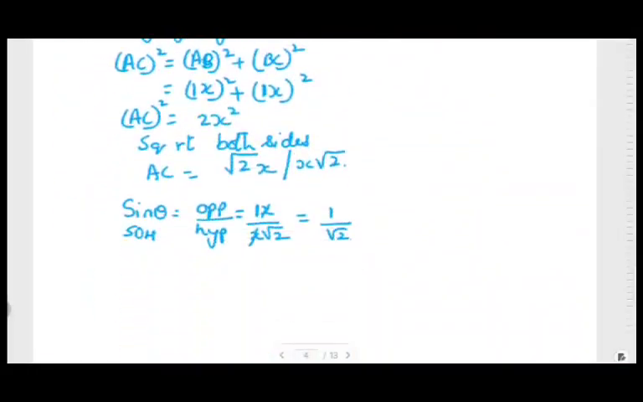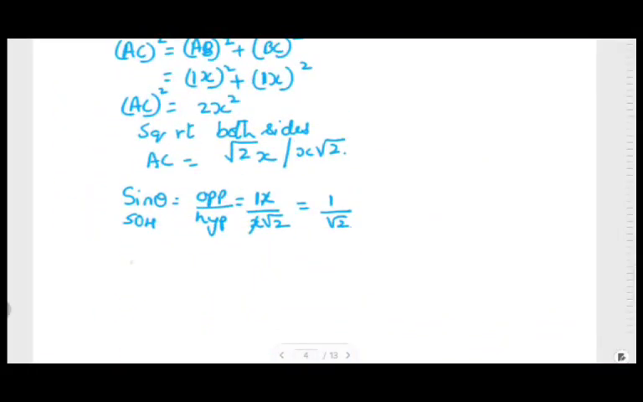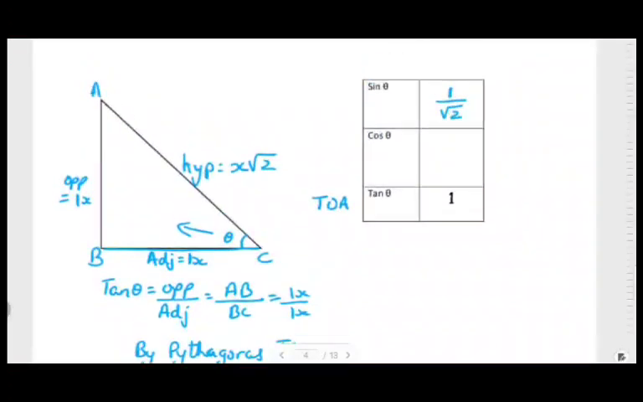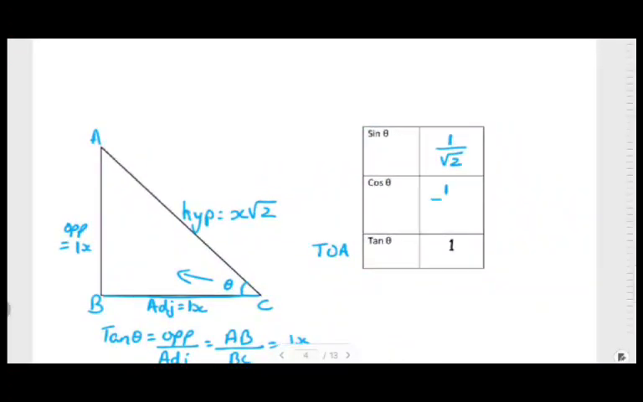What's my cos value now? Adjacent upon hypotenuse. What's my adjacent? That's also 1x. What's my hypotenuse? X root 2. X cancel. 1 upon root 2 is my cos value as well. Getting simpler, children?